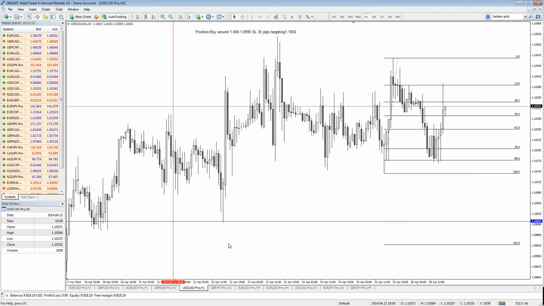Because it didn't have any drawdown, look at this. It touched the level and it went up. This is the trade of the week.